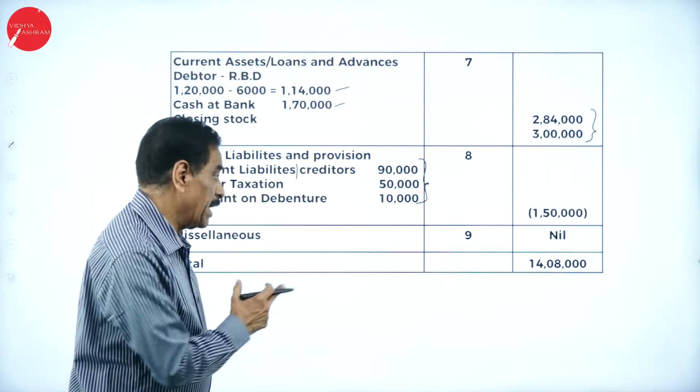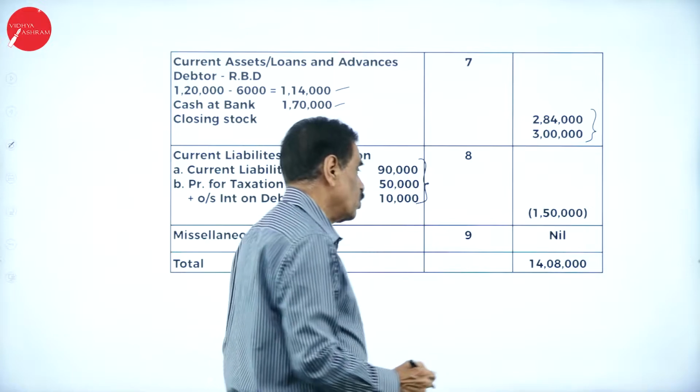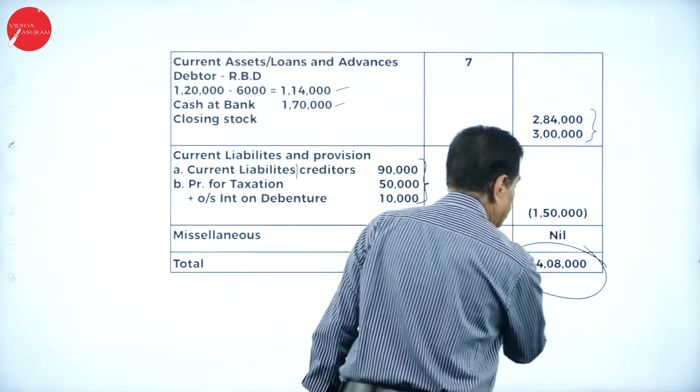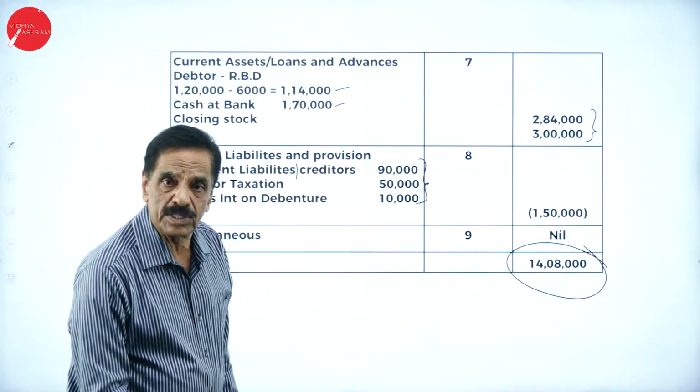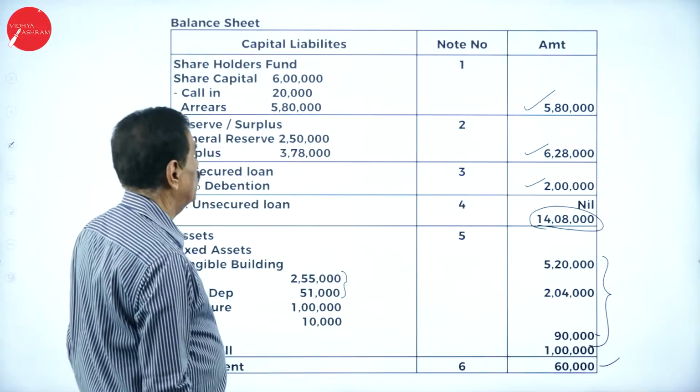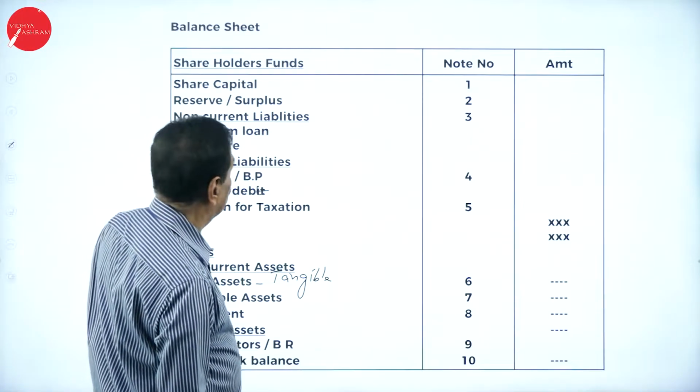You are going to get preliminary expense. There is no preliminary expense. Totally it will work out to 14 lakh. It will tally for 14 lakh 8,000. So the only thing you have to remember is that the format is a little bit lengthy, but you must be careful.